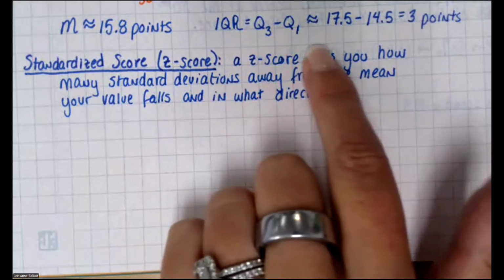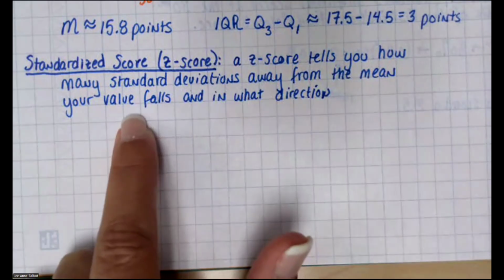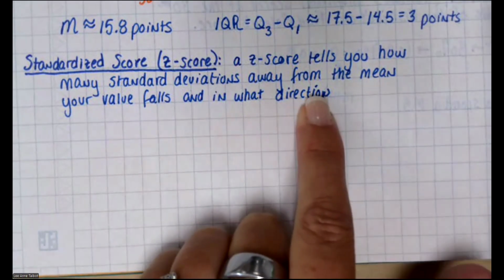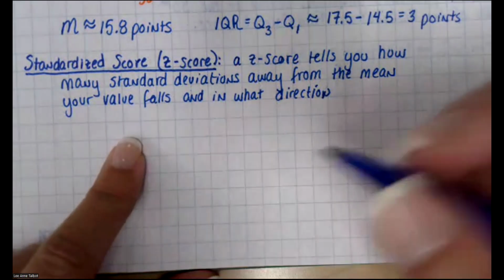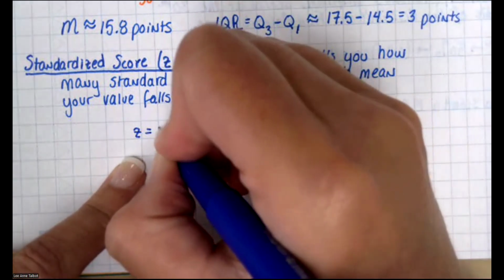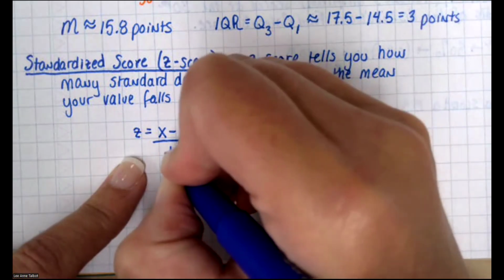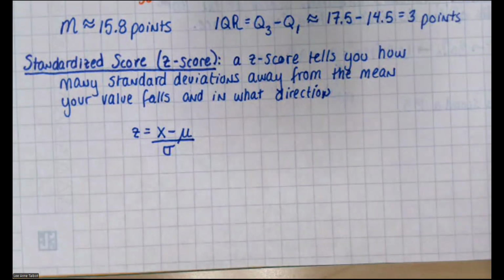So a Z-score tells you how many standard deviations away from the mean your value falls and in what direction. And there's actually a formula for it. Z equals X minus the mean divided by standard deviation.